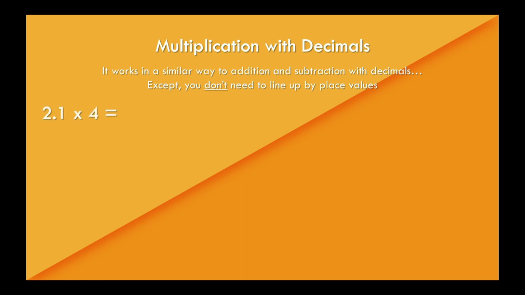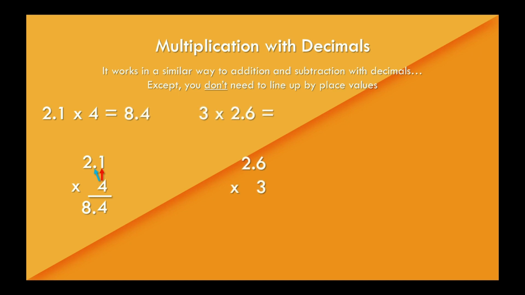The first question is 2.1 times 4. Between the numbers, we see only one decimal place, which is the 1 in 2.1. That tells us the answer will have only one decimal place. So knowing that, we can multiply as normal, getting an answer of 84. We know that the answer has one decimal place, so that means the final answer is 8.4, where 4 is that one decimal place.